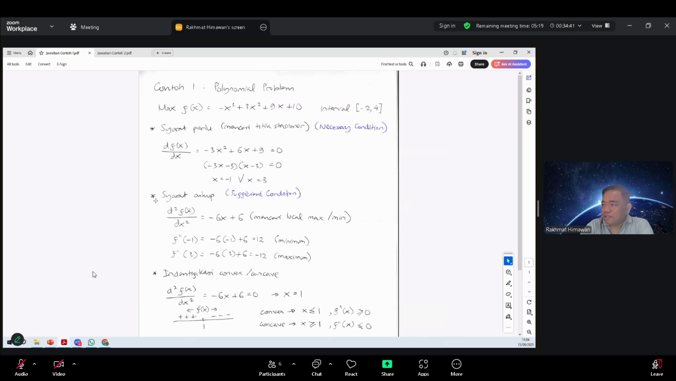And then we continue with the second derivative of this function. We have now minus 6x plus 6, to find the local min and max. If we put x equal to minus 1 into the second derivative, we get 12. And if we put x equal to 3, we have minus 12.